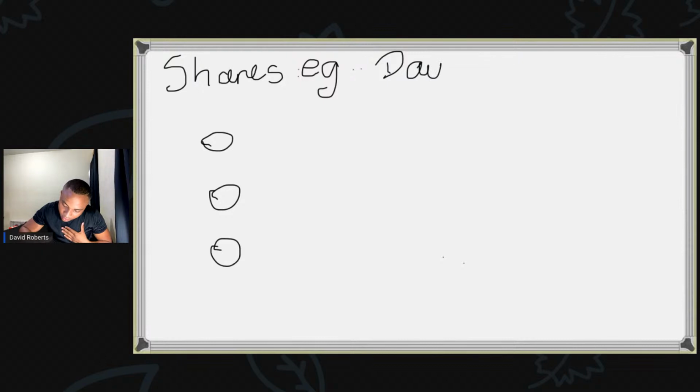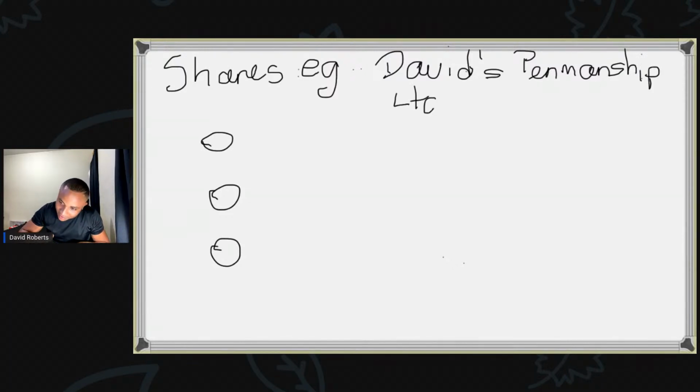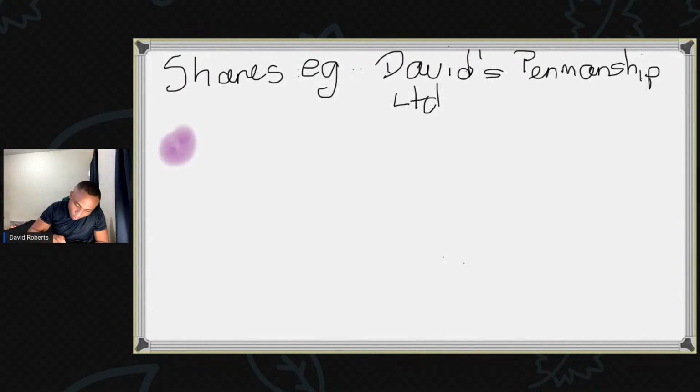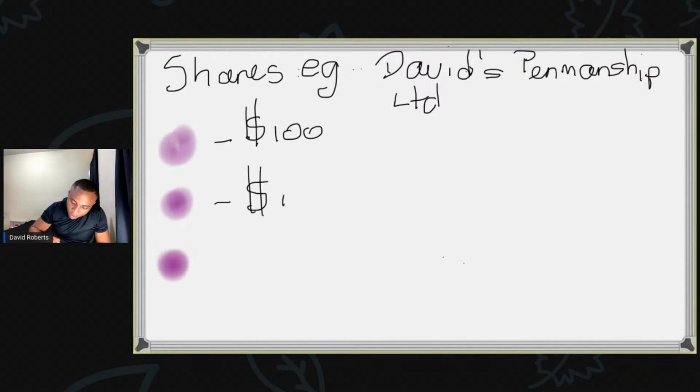David Penmanship Limited. So I have my penmanship business, and each of these circles represents a share. Let's draw one circle, two circles, and we have three circles. And each share is valued at, let's say, 100,000.